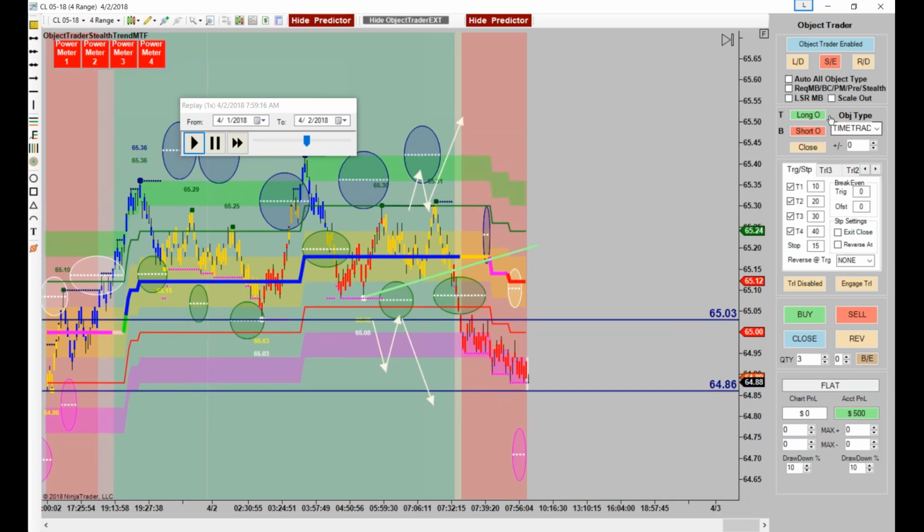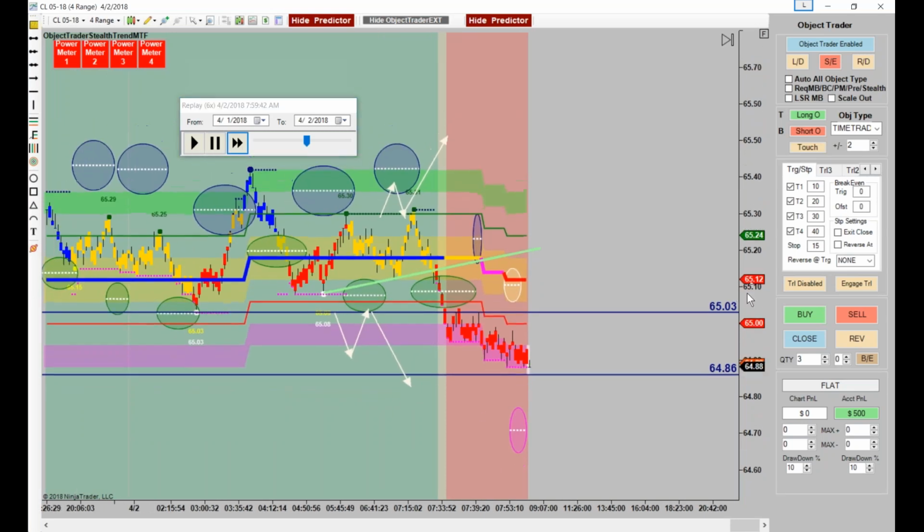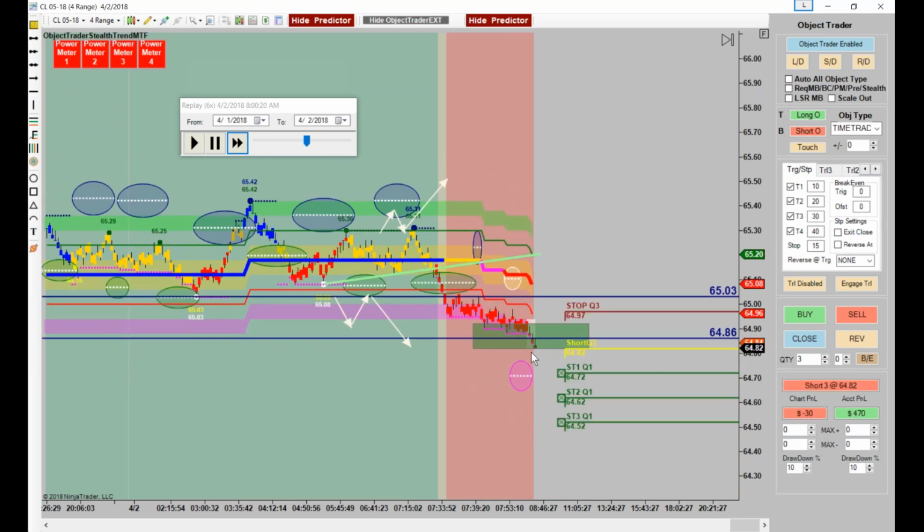So we're on time trade, short out. I'll just go ahead and do a touch +2. Let's see if we can get a closed bar. And you'll see a green box appear, and it even allows you to move the box if you want to before you ever take the trade. There's your box, see it? And there's your trade.